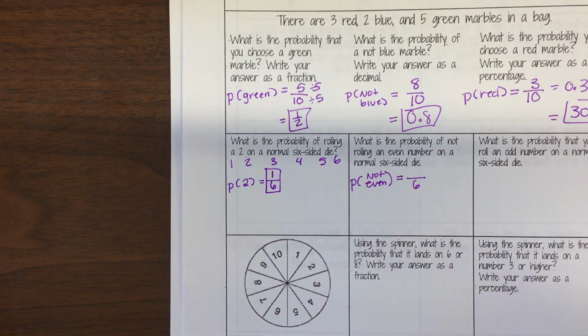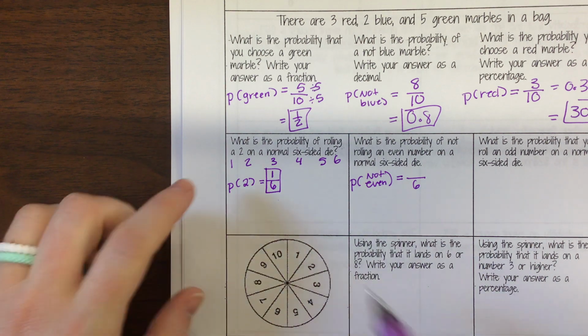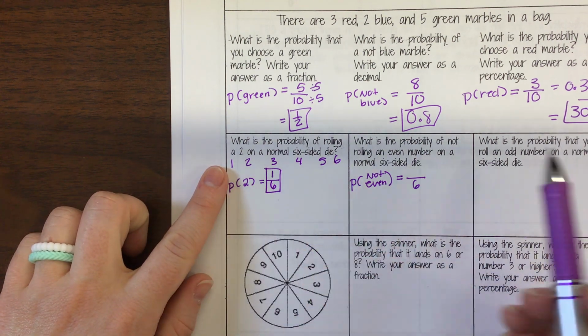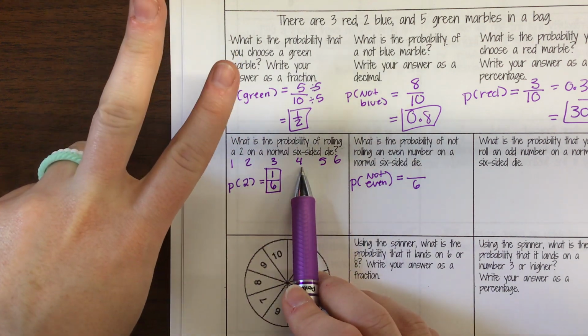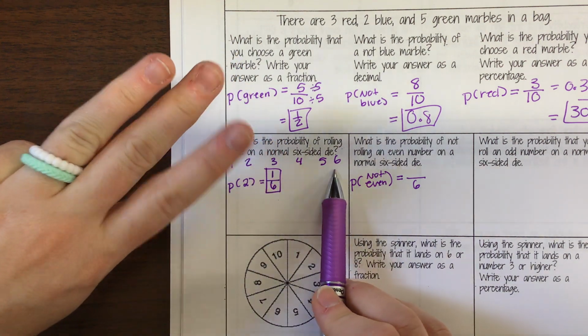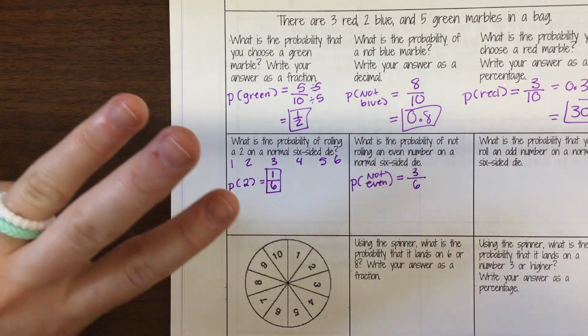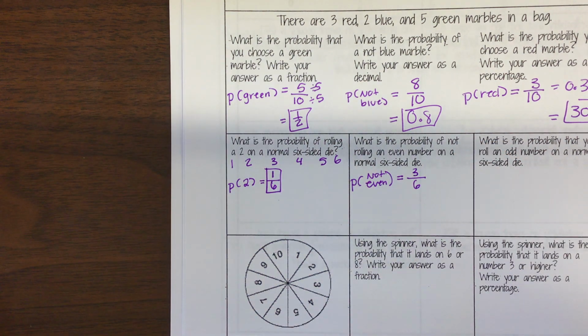Okay, there's 6 sides to a die. That's going to be our total. And let's go look back at our list. Which ones are not even? 2 is not even, 4 is not even, and 6 is not even. There's 3 choices for it to be a non-even number.